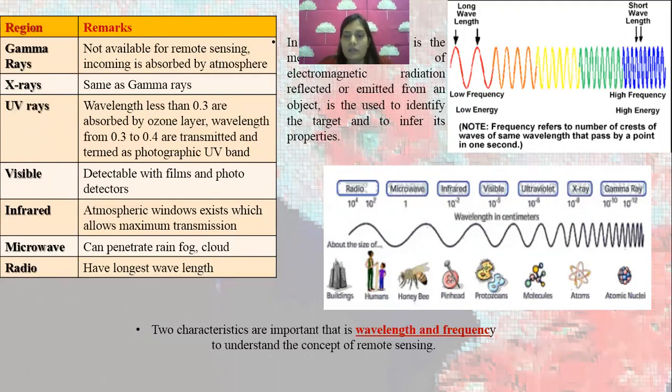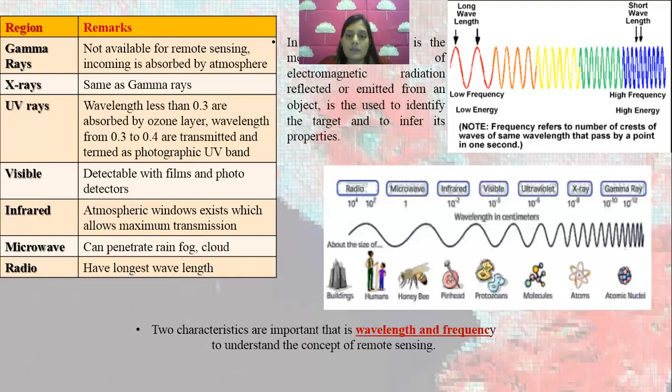Now you can see I have shown one image at the top right corner, showing long wavelength and short wavelength. What are its characteristics? If the wavelength is long, there will be low frequency and low energy. If the wavelength is short, there is high frequency and high energy. Here the long wavelength is about the size of a building, a human, a honeybee, a pinhead, a protozoa. The wavelength is shown in centimeters, and accordingly we can tell at which wavelength what object can be seen.